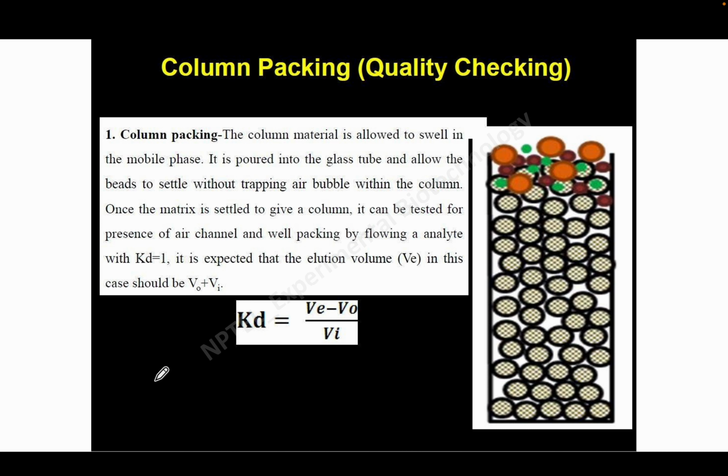Now, column packing also involves quality checking. Once the matrix is settled to give a column, it can be tested for pressure, presence of air channels and good packing by flowing an analyte with Kd equals 1. It is expected that the elution volume in this case is the void volume plus the pore volume, okay. So Kd should be (Ve minus V0) divided by Vi.